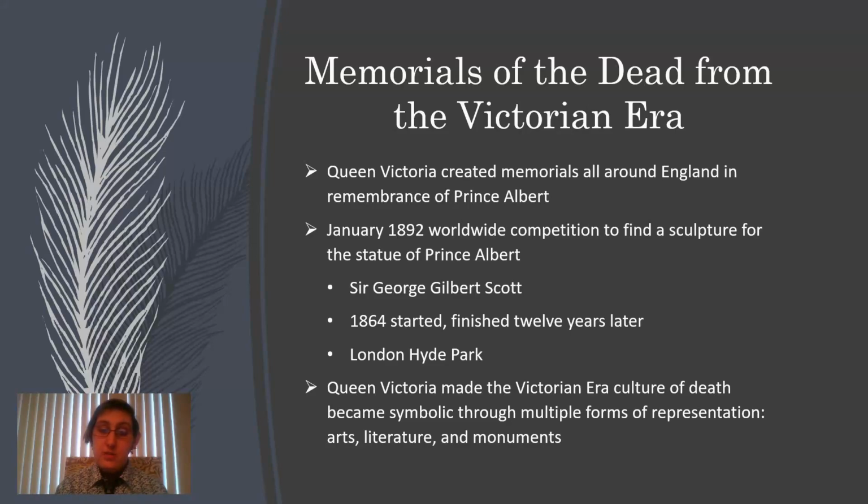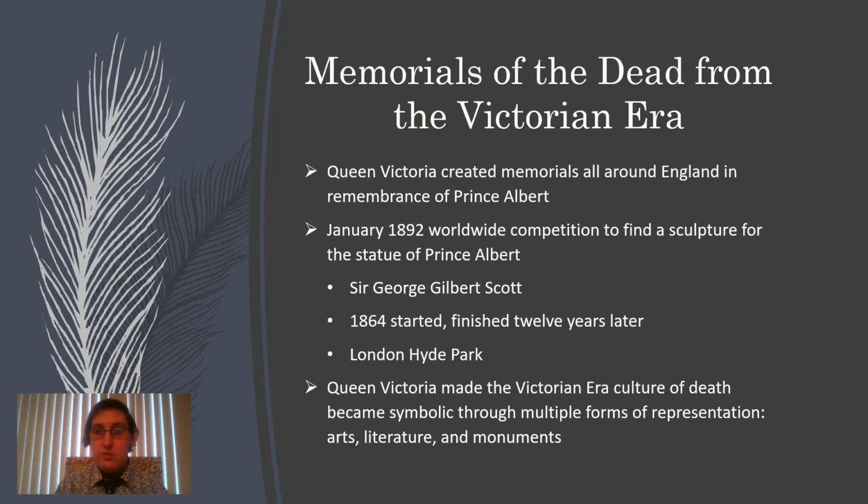Basically, death had become more symbolic through the Victorian era in terms of cultural, due to multiple forms of representation like arts, literature, and monuments, mainly done by Queen Victoria herself in response to Prince Albert's death.